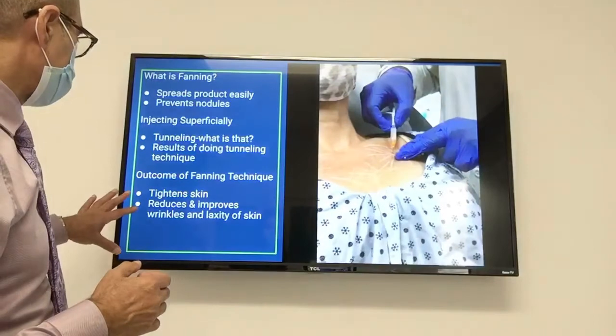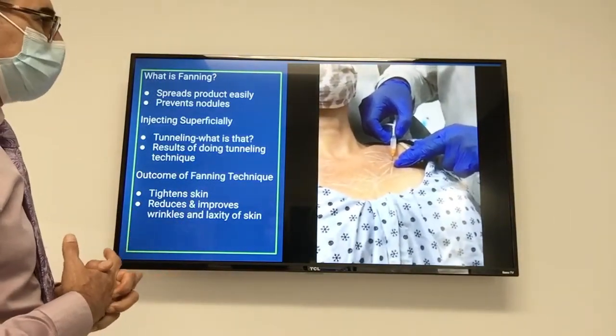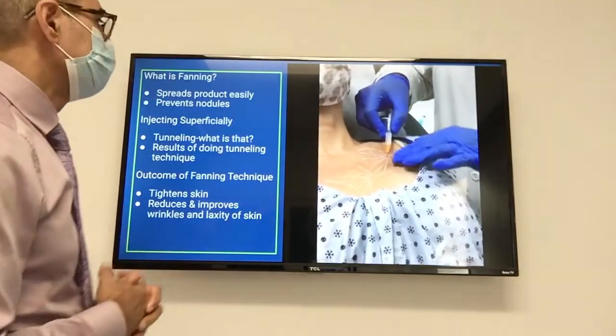So the outcome of that is, of course, it tightens up the skin, reduces it, and improves wrinkles and laxity of skin. Okay, so let's go to the next slide.